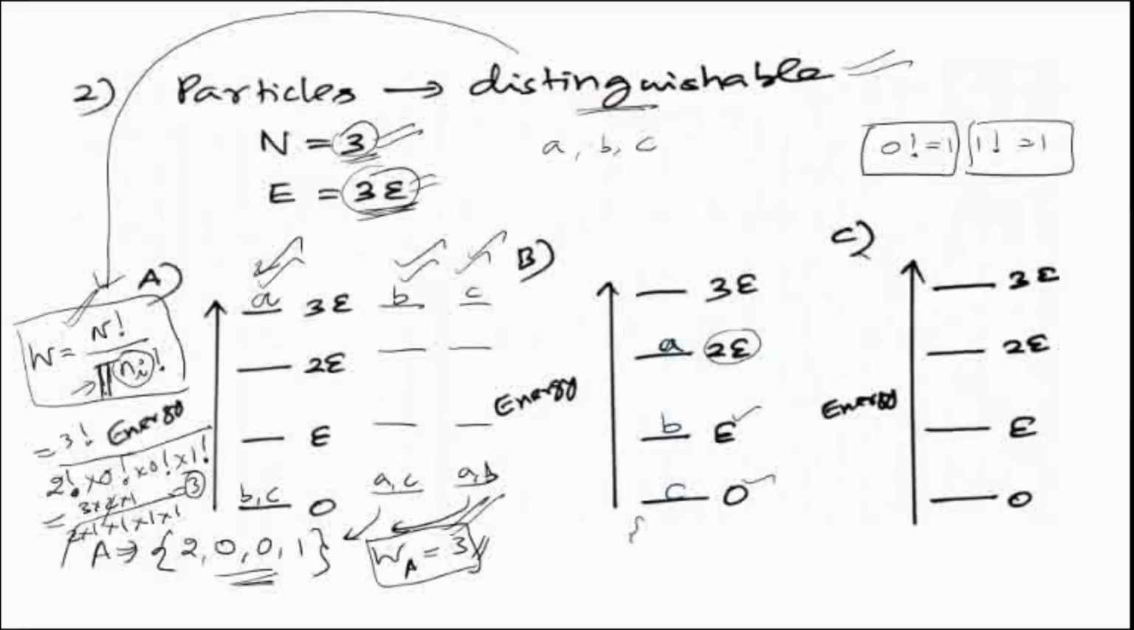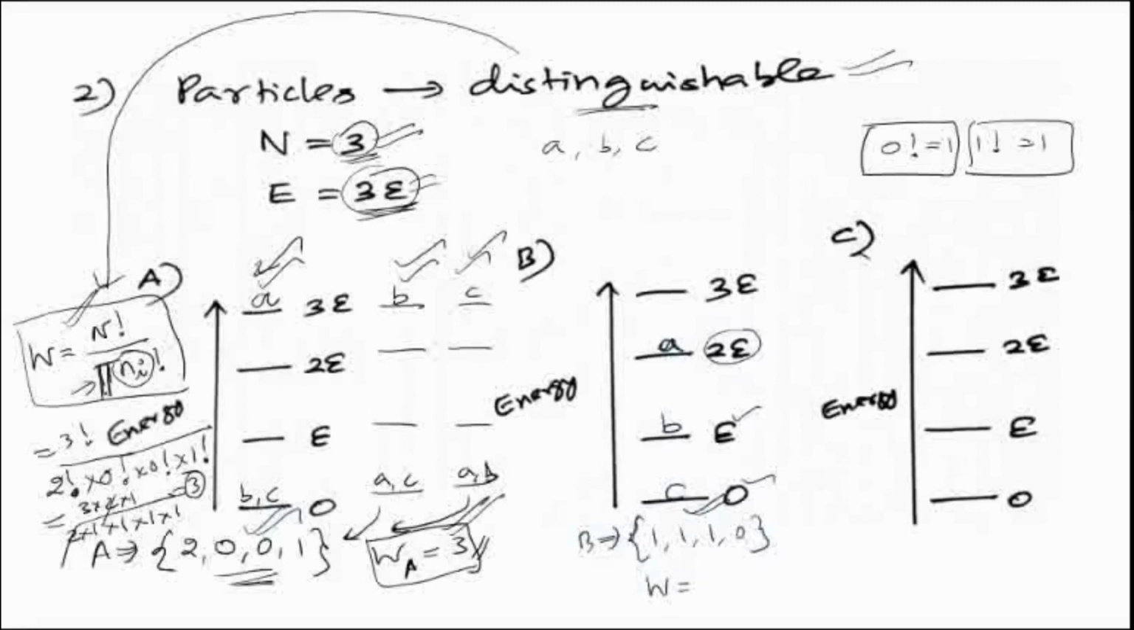But what is the distribution here, or occupation indices? The ground level has 1 particle, the next level 1, the next level 1, and the last level has 0. Now see this distribution and the earlier distribution, are the two the same? They are not the same. That means these two are different macrostates. Let me take this macrostate as B. For this macrostate, how many microstates will we get? We can actually distribute and find out. That is one way.